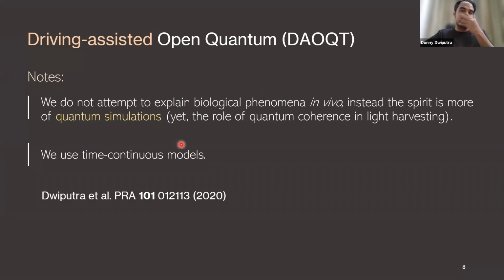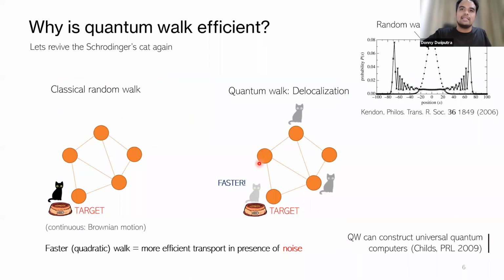I have to note some caution here: we do not attempt to explain photosynthesis in vivo. Instead, the spirit is just how to take the benefit of the phenomena for quantum simulations, for example, trapped ions or laser-written waveguides. And I will talk about the possible experimental realization before the conclusions. And yeah, we use continuous-time models instead of the discrete one like in this cartoon.